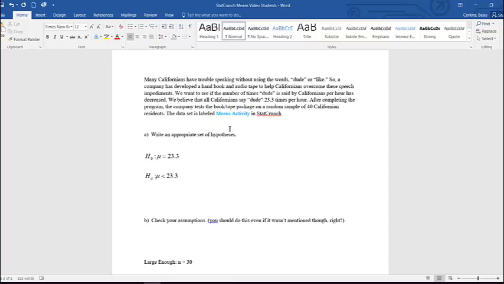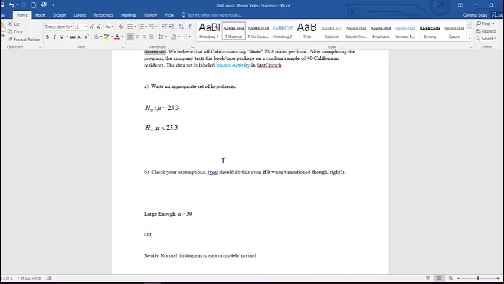The data is in the means activity in StatCrunch. First things first, write out our hypotheses. H0, the null hypothesis, is mu equals 23.3. That's our assumed proportion right there. Then the alternative is less than, because it says decreased. We're trying to see if it has decreased.